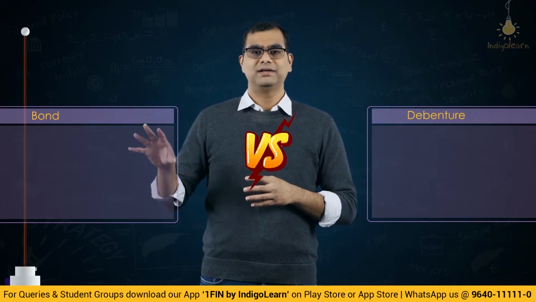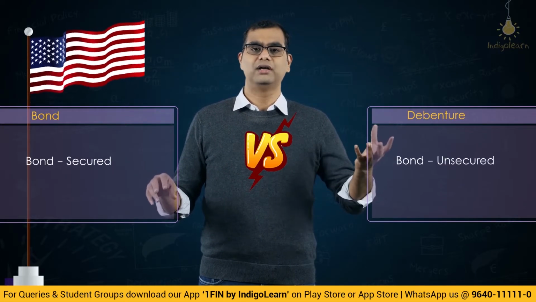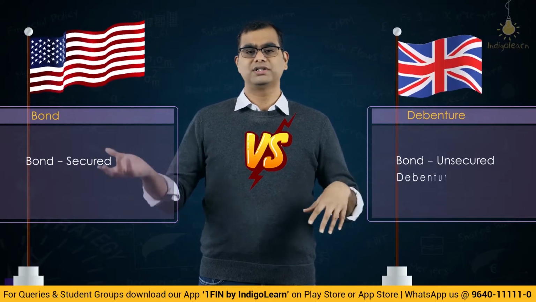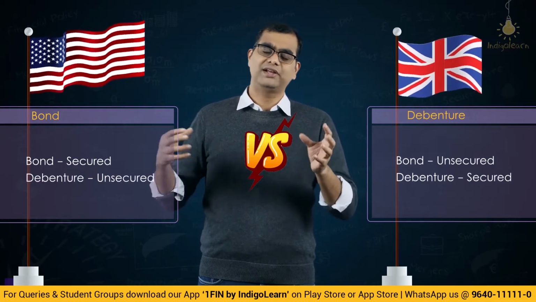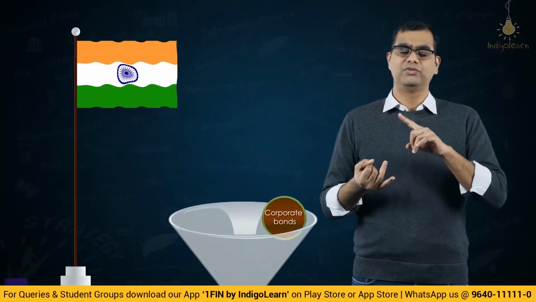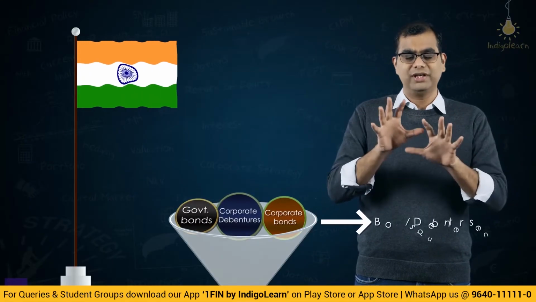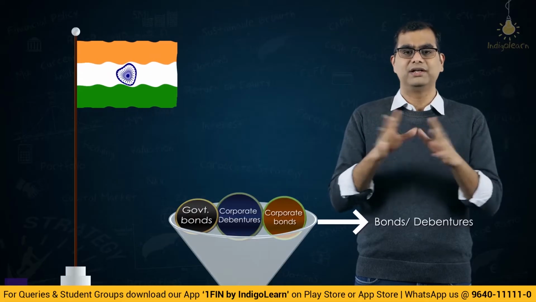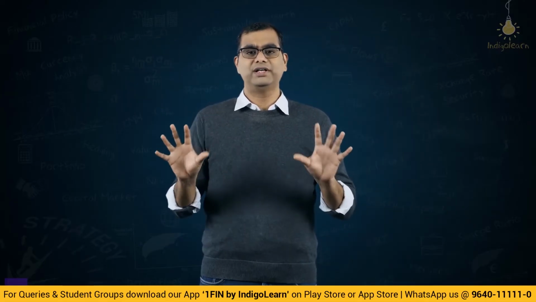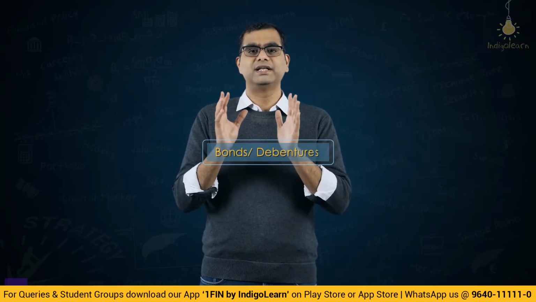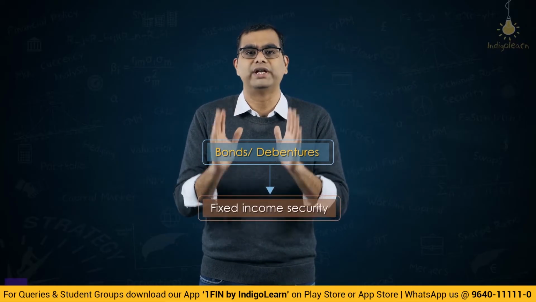In US, bonds are secured instruments, debentures are unsecured. In UK, it is the opposite. Debentures are secured, bonds are unsecured. In India also, we use corporate bonds, we use the word government bonds, we use corporate debentures. So honestly, everything is muddled and confused. So the easiest way to understand a bond or a debenture is that it is a fixed income security.